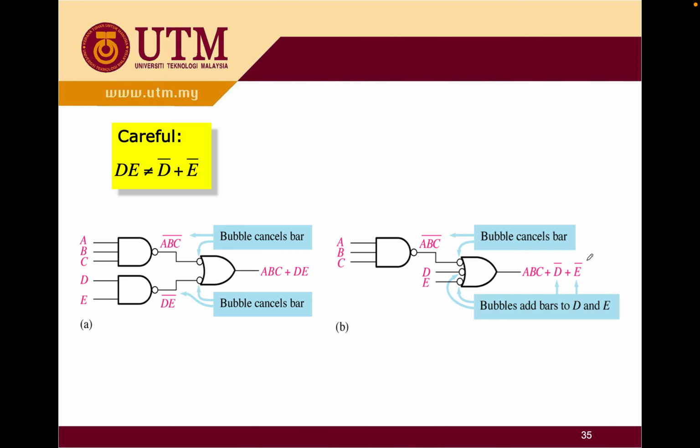So be careful. This one I already mentioned last time. D dot E is not equal to D bar plus E bar. This is the hint. So it is not equal to, because this one is D dot E.